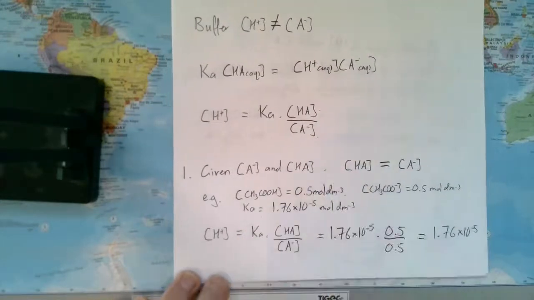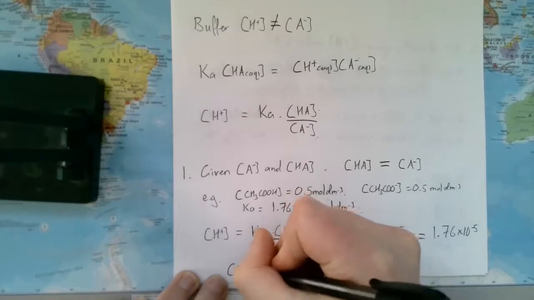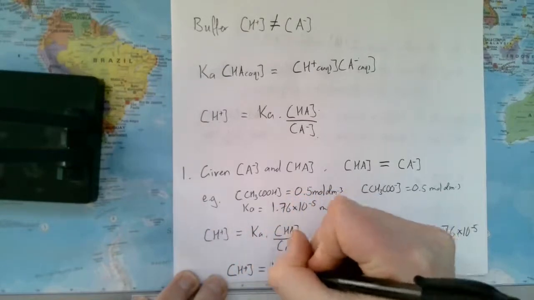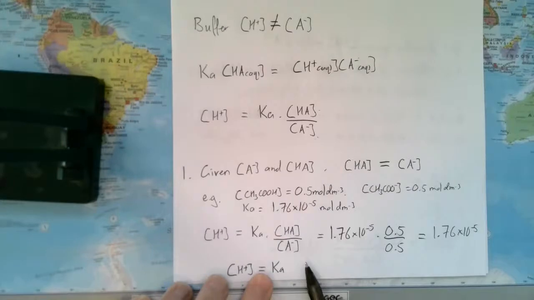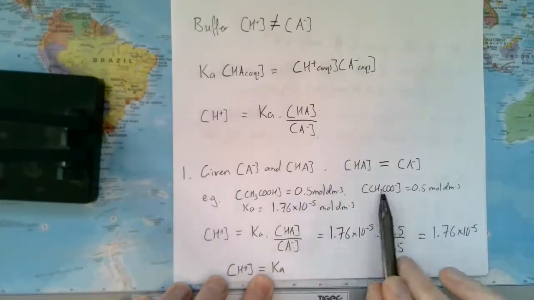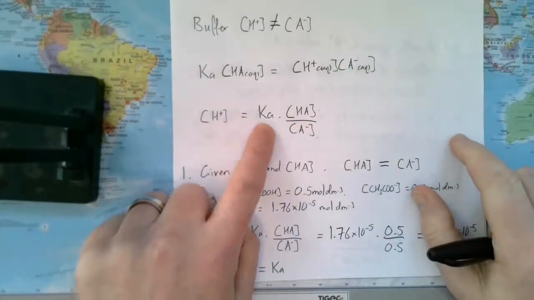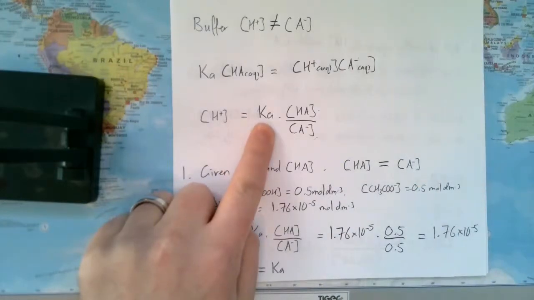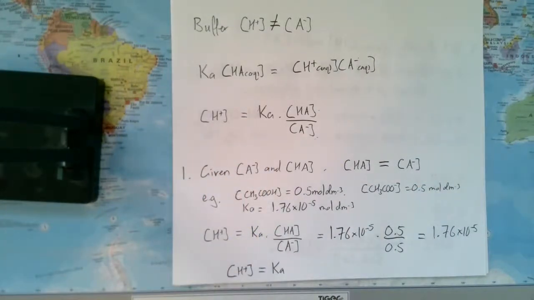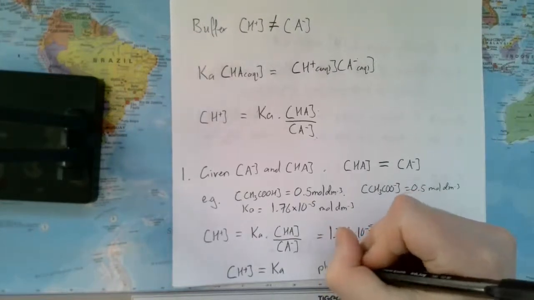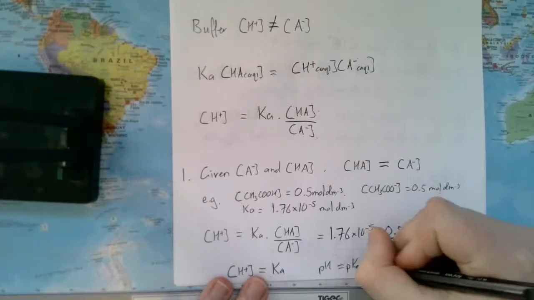So in this situation here, the concentration of H+ equals Ka. So hopefully you'll even remember that and won't need to go through the mathematical steps. If the concentrations of these two are equal, they cancel out. Concentration of H+ is equal to Ka, so to find the pH, well, in this case, actually it equals pKa.